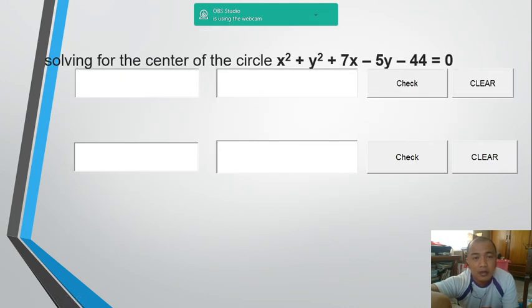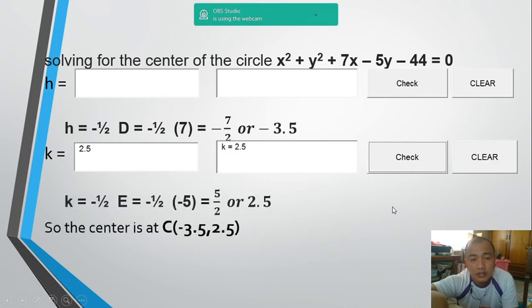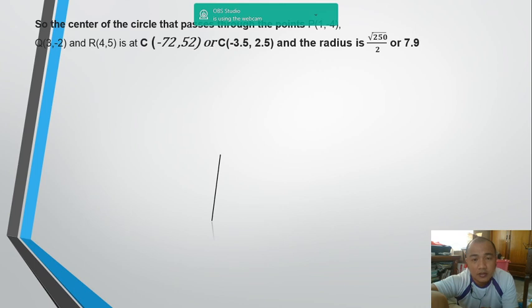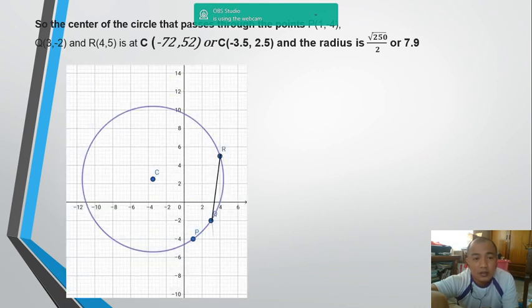And how about the value of h? Divide 7 by negative 2, negative 3.5. How about k? Negative 5 divided by negative 2, that means it is equal to 2.5. So the center is at negative 3.5, 2.5. So we have the center and we have the radius. The center is at negative 3.5, 2.5, and the radius is 7.9.